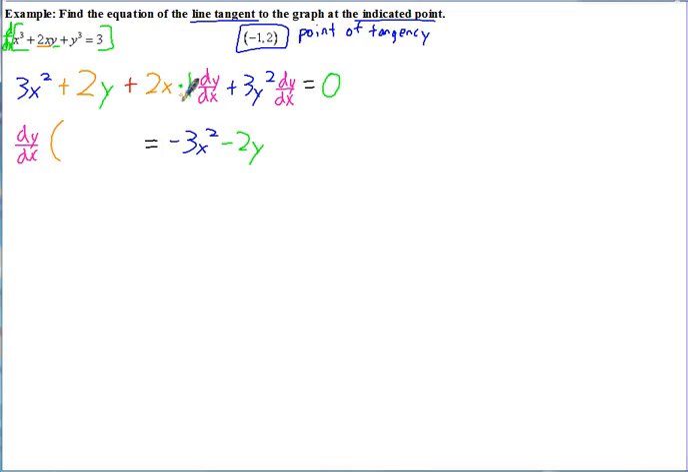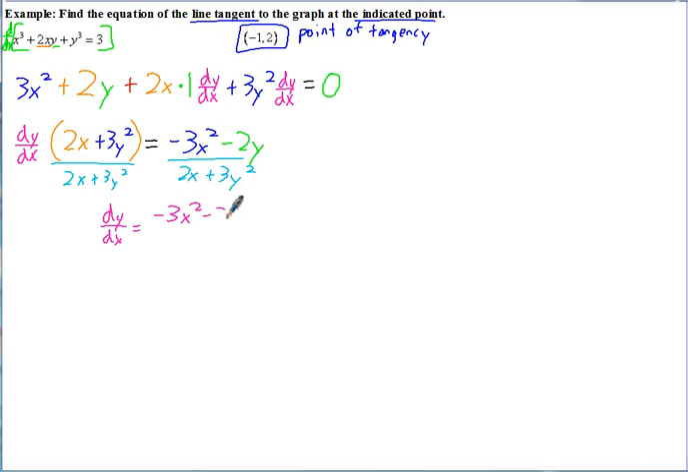So what we're left with is 2x, left of the first term, and then plus 3y squared, left of the second term. And then to solve for dy/dx, you would just divide by 2x plus 3y squared. So our derivative would be negative 3x squared minus 2y over 2x plus 3y squared. Well, we're not done yet, because that gives you the slope at any point on the graph.